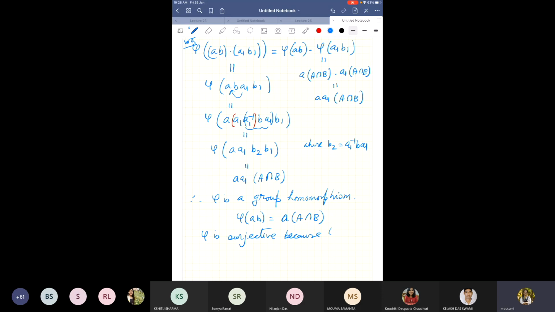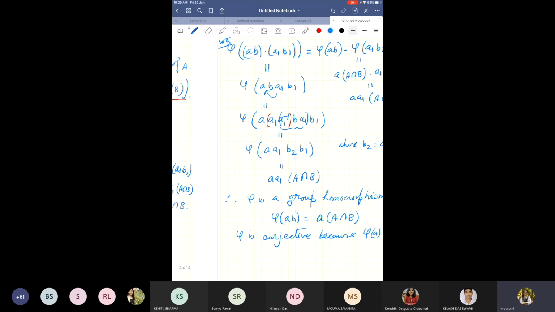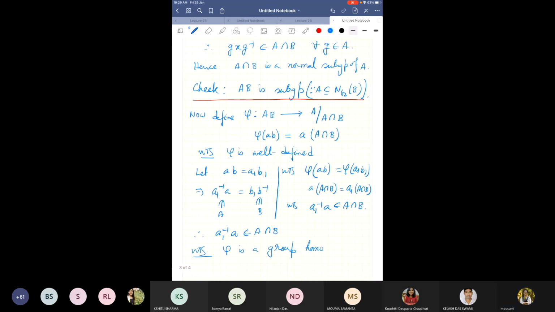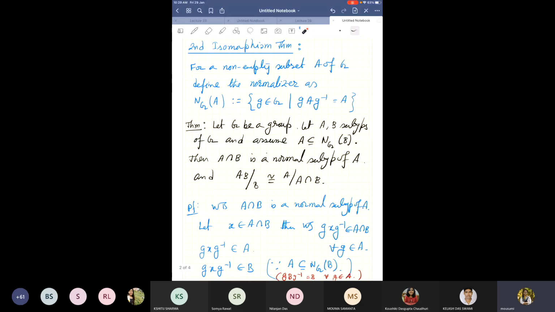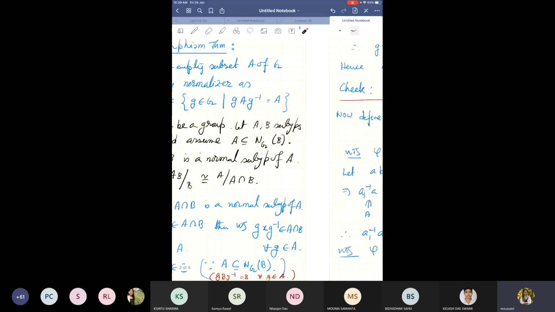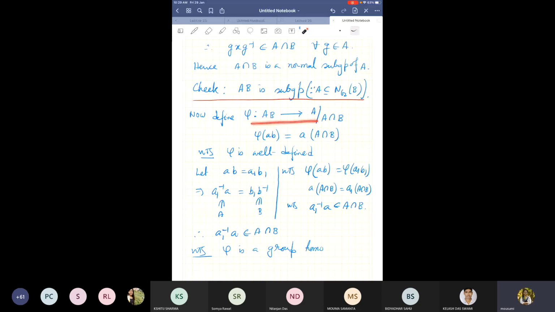Because I can have that phi of A is basically A intersection B. So this map is surjective. Now I would like to find out what the kernel is. If I am able to show that the kernel is B, then we are done. What did we want to prove? I wanted to show that AB quotient B is isomorphic to this. For that I have defined this map phi from AB to here. I have shown that this is a group homomorphism and surjective. Now if I am able to show that the kernel of this map is B, then by the first isomorphism theorem I will be done.